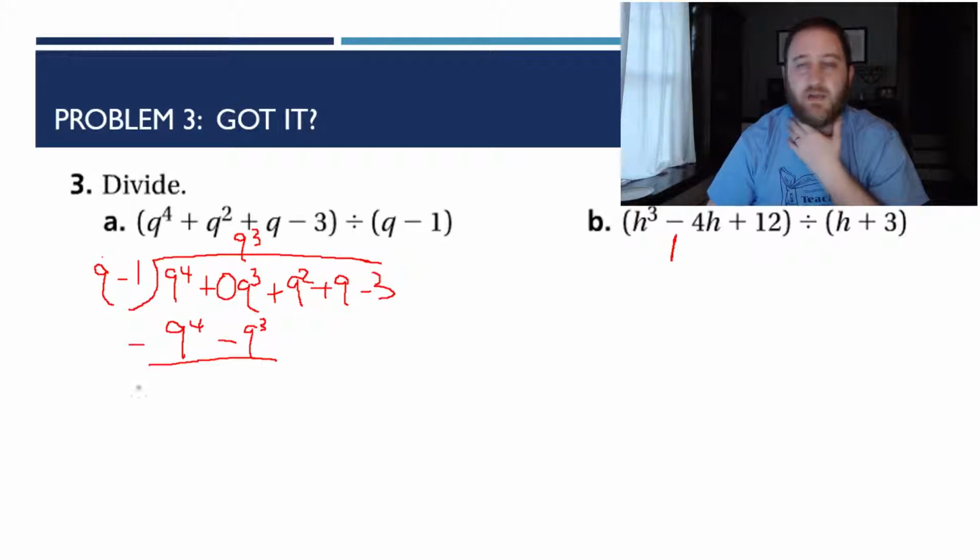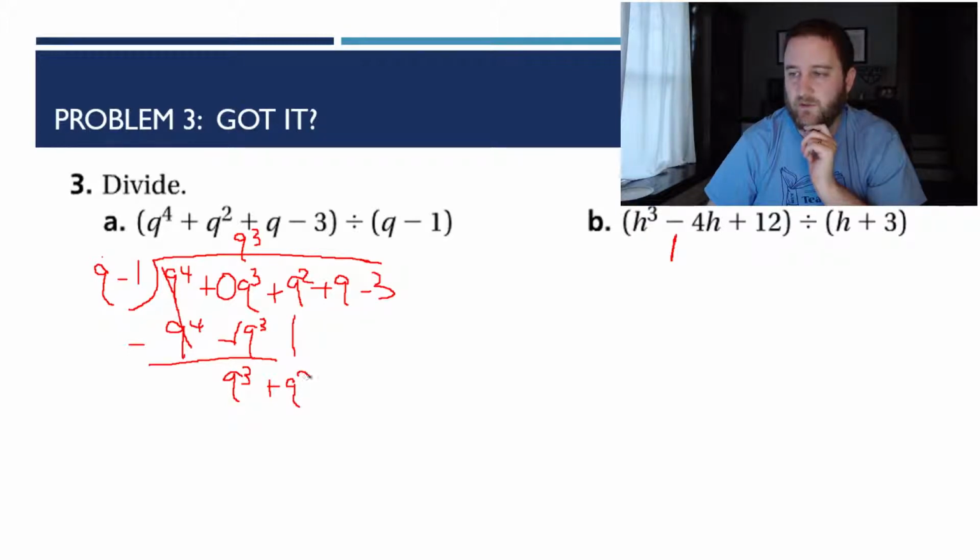And now we want to subtract. Q to the 4th minus q to the 4th is 0. 0q cubed minus a negative q cubed. Remember, when you minus a negative, you got to add it. So 0 plus 1q cubed is going to be 1q cubed. And now we're going to drop down our next term, plus q squared.